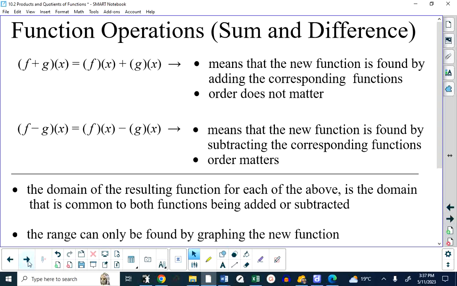We also learned, or I told you anyway, that we don't have any simple rule for finding the range of a function that is the sum or the difference of two functions. We have to go through the heavy lifting to get a graph of the new function to see what the range is going to be.